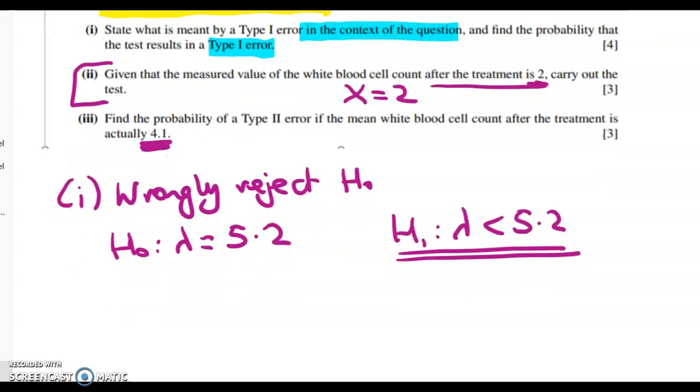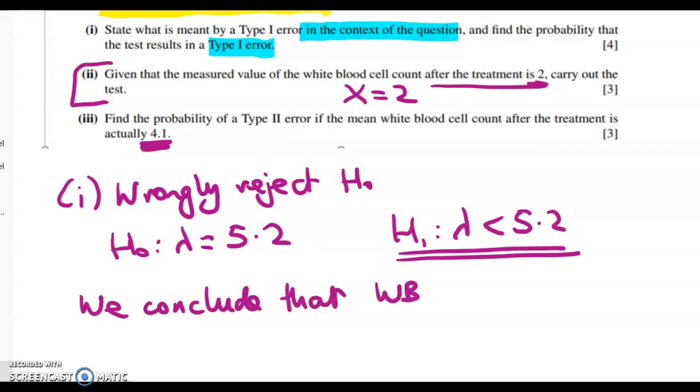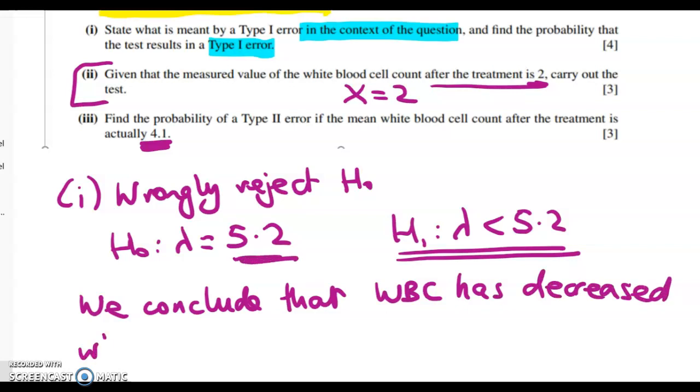So in simple English, what that means is we are concluding that the white blood cell count has dropped or decreased when it really is still 5.2.